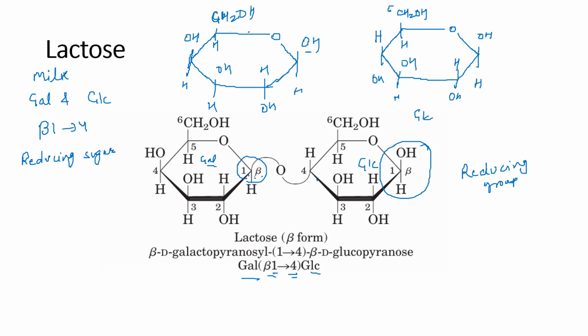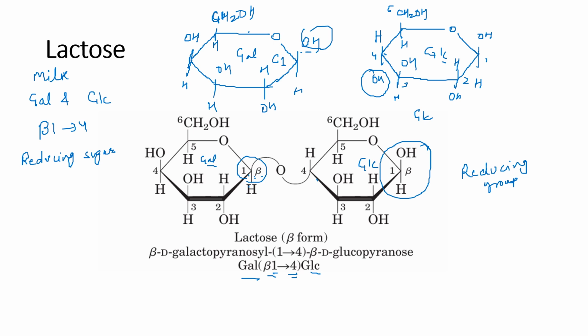Now it is the beta O-glycosidic bond, so these two OH will be involved. It is a glycosidic bond between the C1 of galactose, this is galactose, and C4 of glucose. This is glucose, so this is the C4: 1, 2, 3, and 4. So this is the C4 of glucose, and this is C1 of galactose.